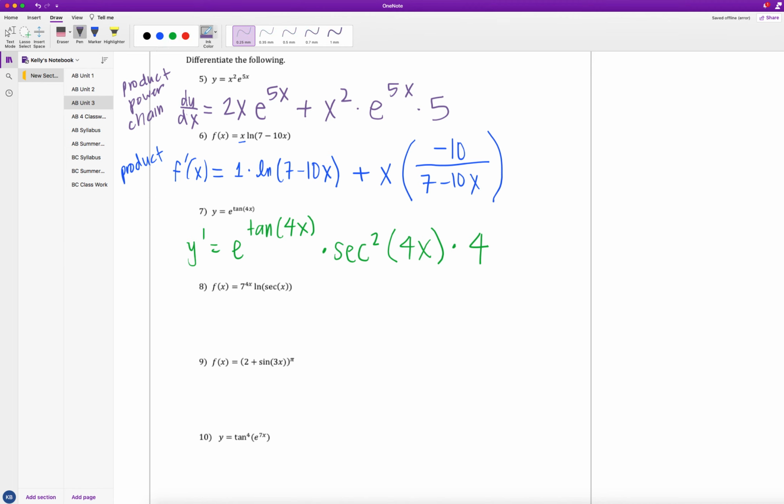So we can see how, as we start to combine exponentials and trig functions and logs all together, we've got to be very careful and make sure we're writing out each of these steps and thinking through all the chain rules or product rules and maybe even quotient rules that we might have.